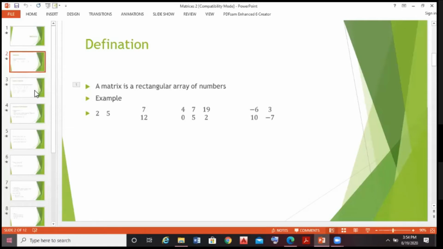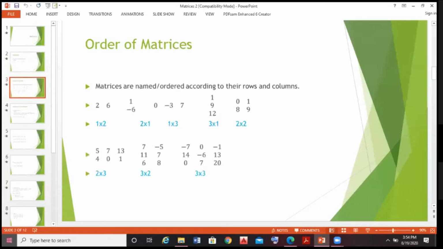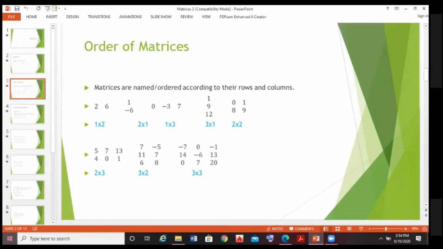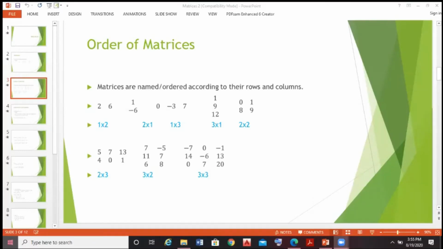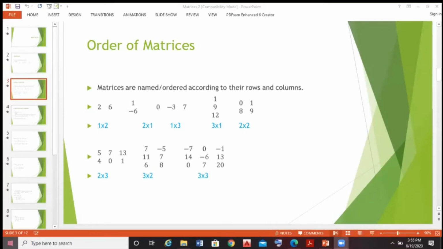Moving on. So we have now the order of matrices. Now you'll notice I have some of the writing in black and some of the writing in blue. The blue represents the order of each matrix above there. So matrices are named or ordered according to the rows and columns. Are we good there, folks? Yes, sir. Good.